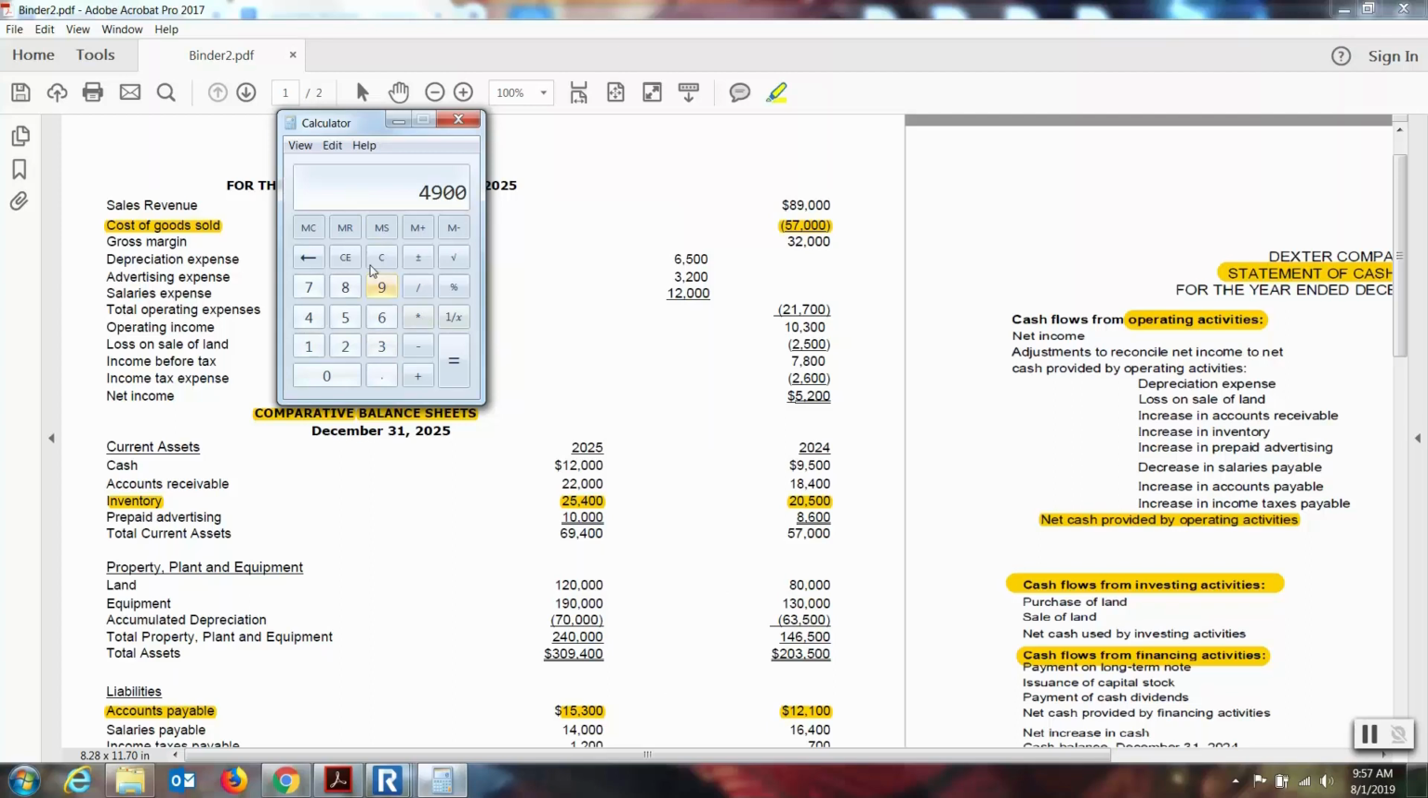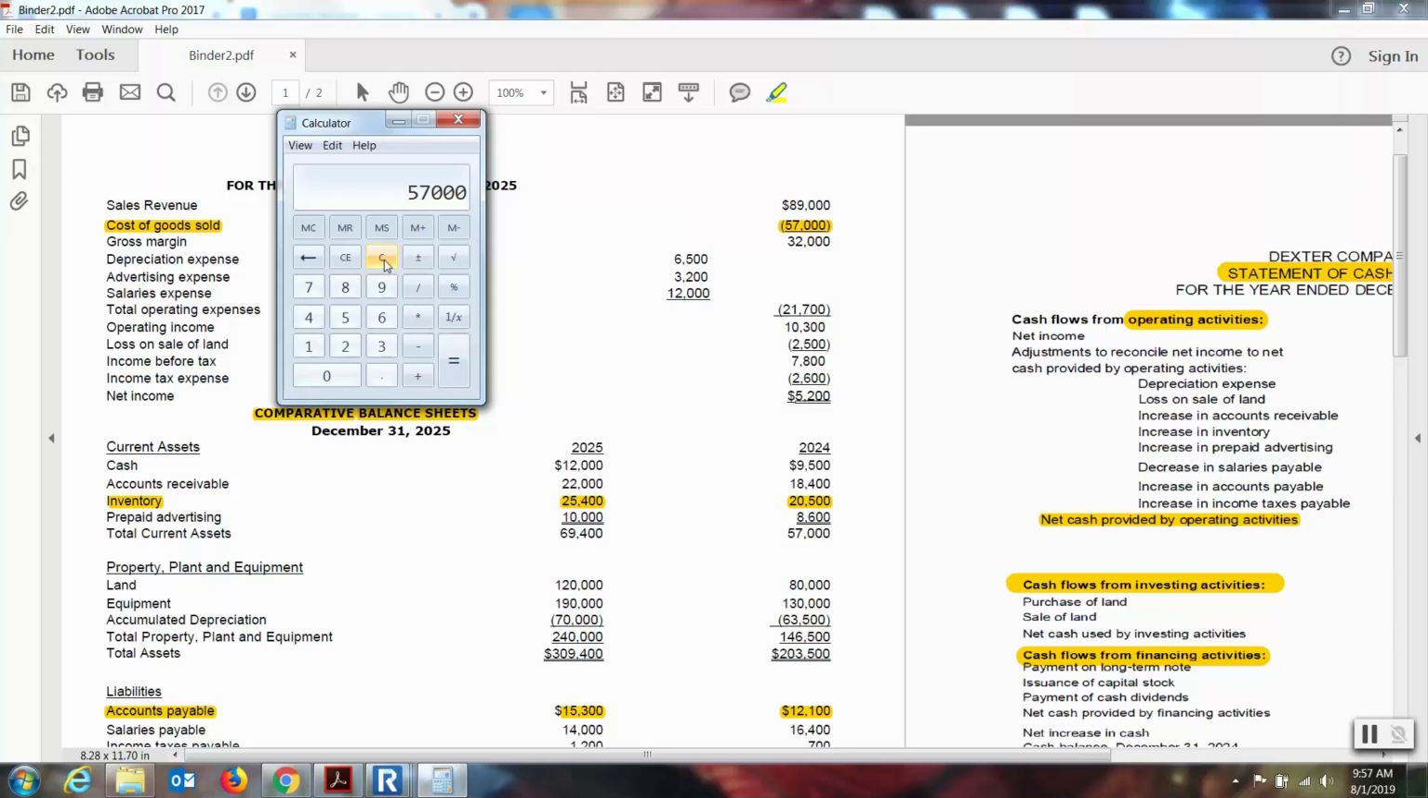So when you go to your accounts payable, the balance currently is $15,300. The balance at the end of last year was $12,100. So a difference, this is an increase also, $3,200. However, this is an inverse relationship with accounts payable. So let's put those numbers up.